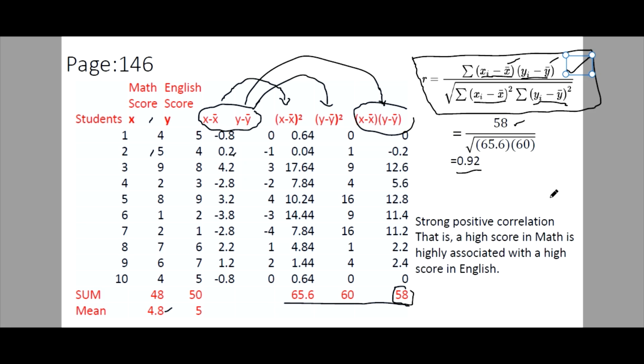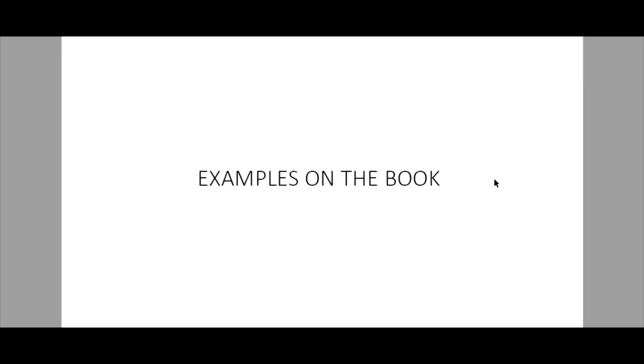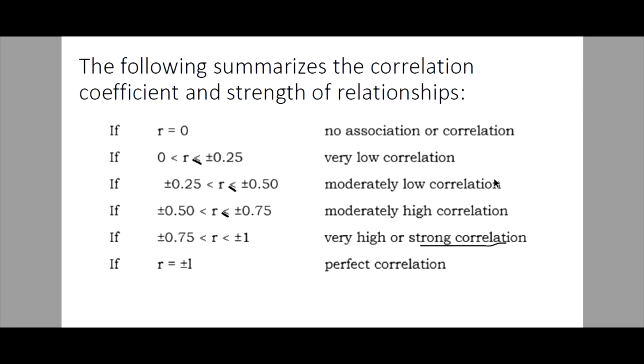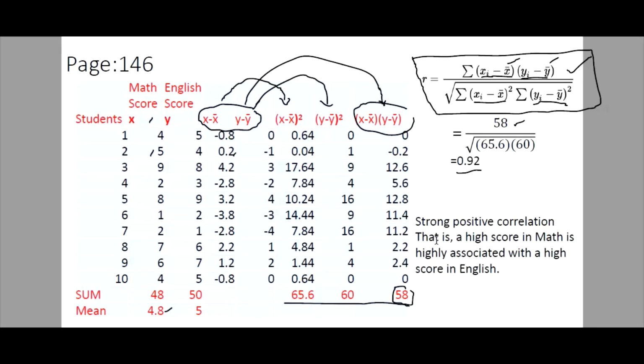So this means we have a strong positive correlation, based on the summary here. 0.92 is here, so we have a strong correlation, and since it's positive, a strong positive correlation. So going back, a high score in math is highly associated with a high score in English.